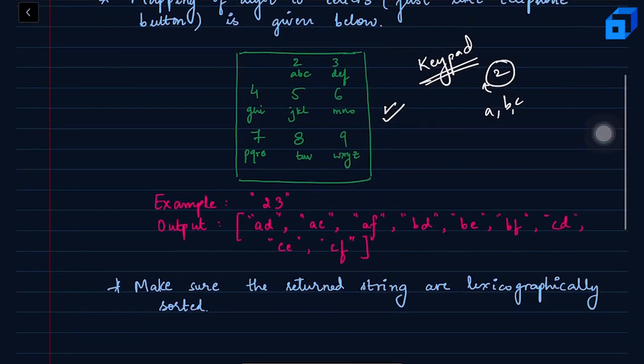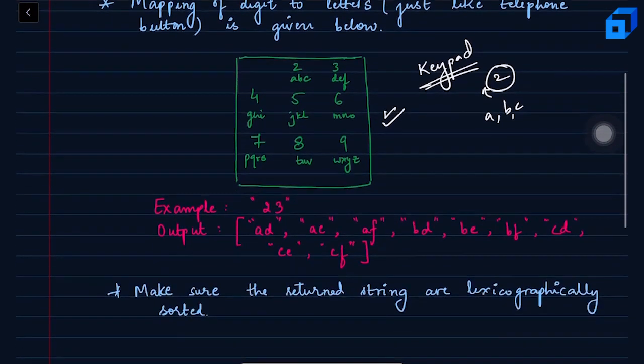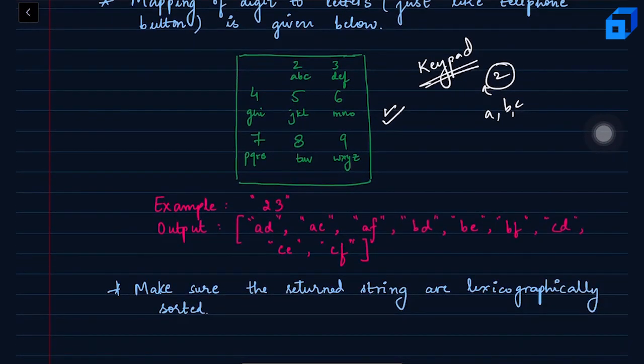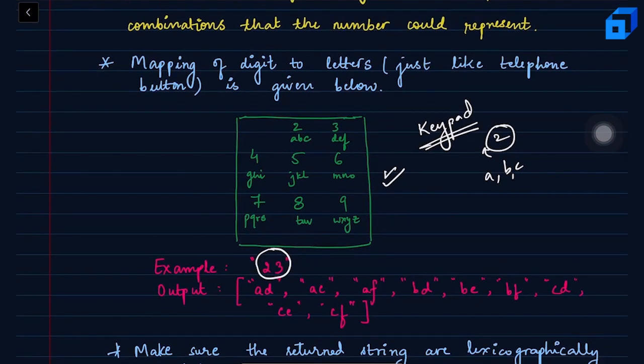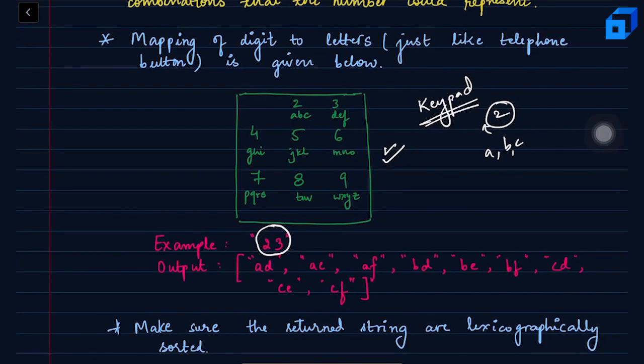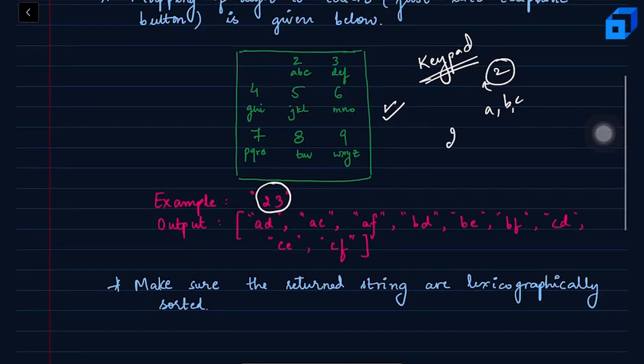Now you will be given a combination of numbers in the form of a string, that is a digit string like this in the given example. And you need to basically tell all the possible combinations that this number could represent, right? So for this particular number 23, I have for 2 ABC mapped and for 3 I have DEF mapped.